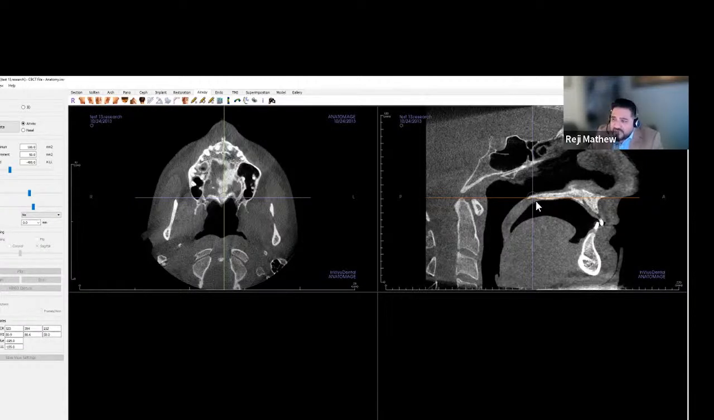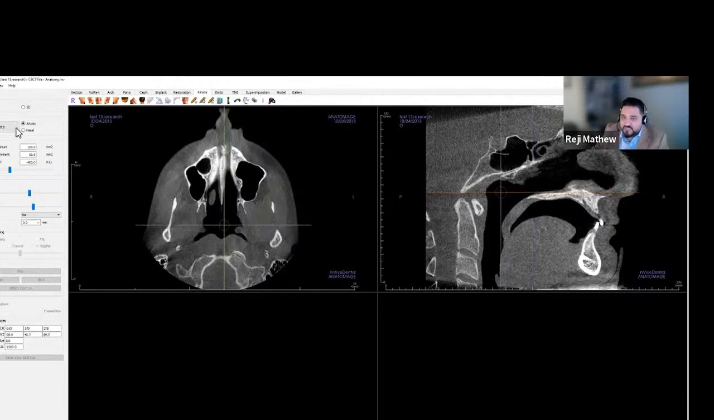Now what is an apnea? Apnea is a reduction in airflow of more than 90%, and hypopnea is a reduction of airflow of more than 30%. We have something called AHI: A stands for apnea, H stands for hypopnea. That index determines the severity. If you have 5 to 15 events per hour, we call it mild. More than 15 to 30, we call it moderate. And more than 30 events, we call it severe sleep apnea.